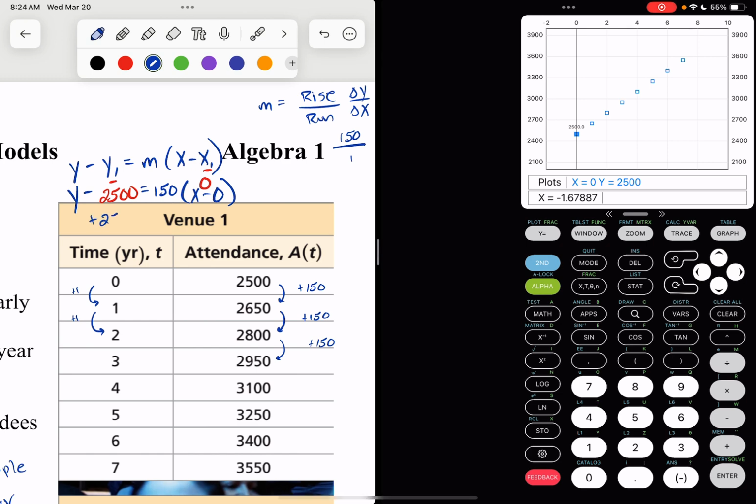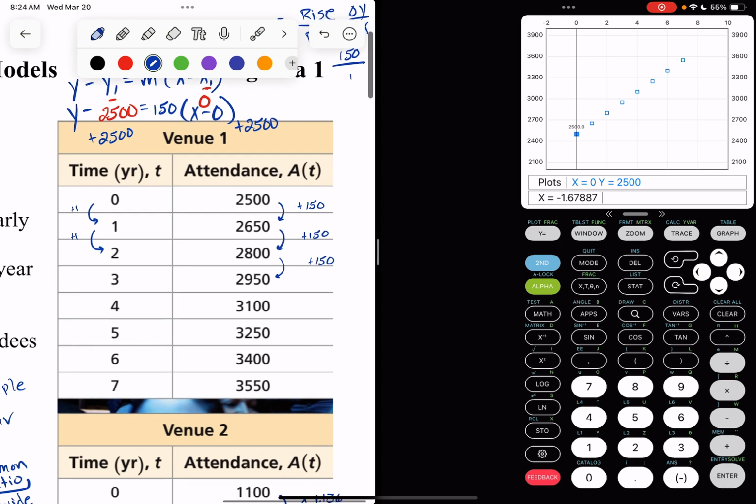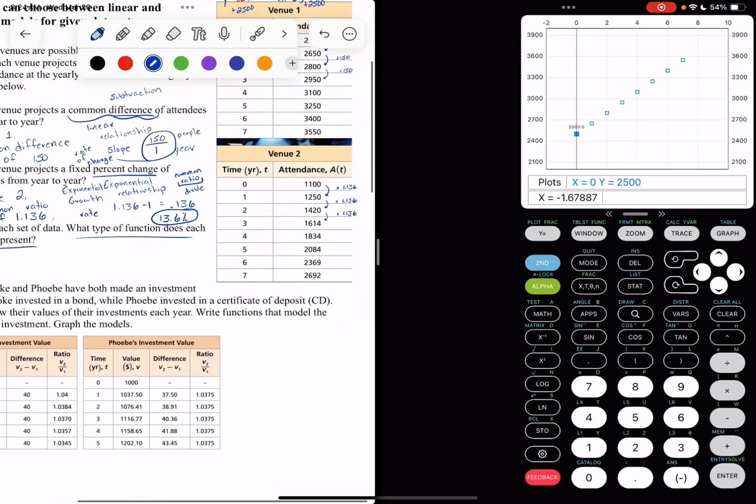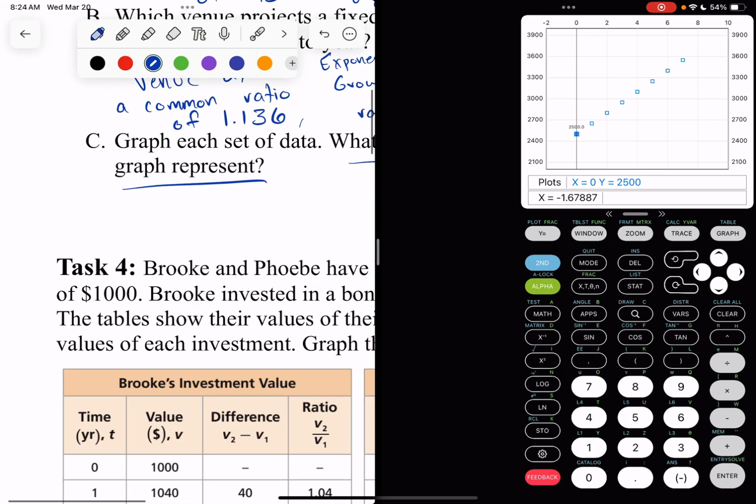I'm going to add the 2,500 to both sides. So my equation for this first venue is y equals 150x plus 2500. Or in other words, this is my y-intercept, which we could tell from the graph. It's that point right there, and my slope is 150.